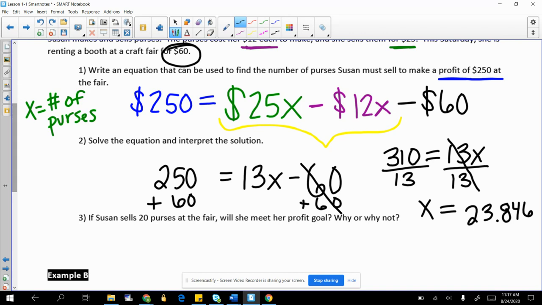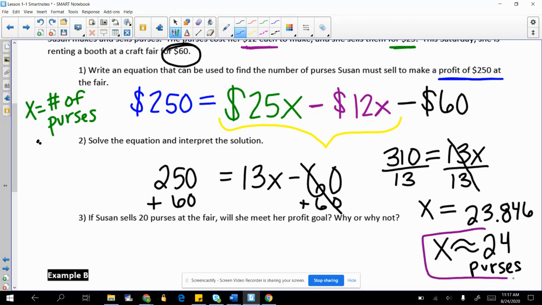Okay, so now let's look back over here where it said that X is the number of purses. Does it really make sense that she would sell 23.846 purses? No, so let's go ahead and round up and say, okay, to make that profit, she's going to need to sell about 24 purses. And again, when I do that little squiggly equal sign, that just means about. So that would be you solving the equation. Susan needs to sell about 24 purses to make a profit of $250 at the fair.